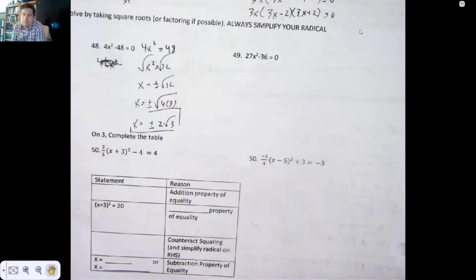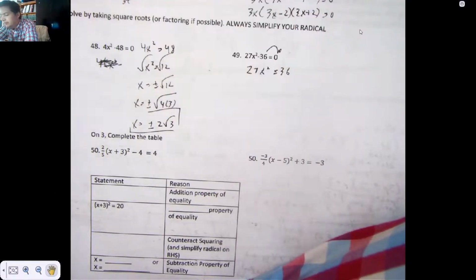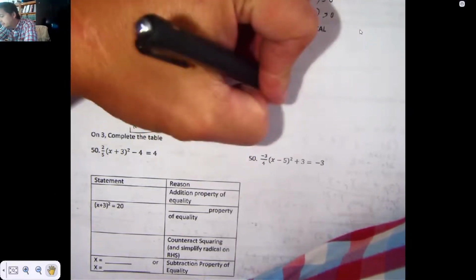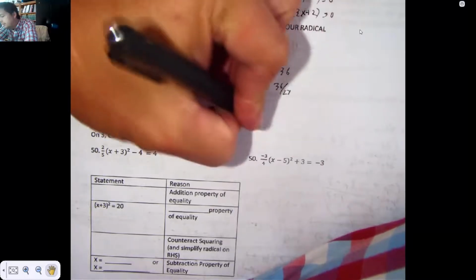49, 27, and 36 are both divisible by 3 or 9. If you pull a 3 out of it, you still can't factor. It's just another problem. So same as last time, move your 36 over. Divide out the 27. Simplify.